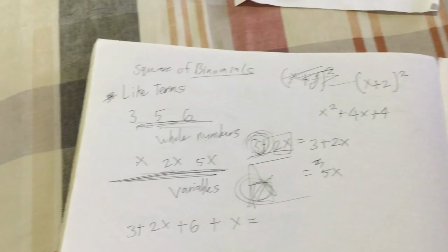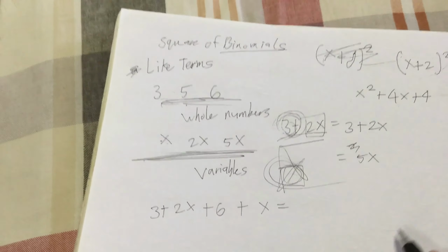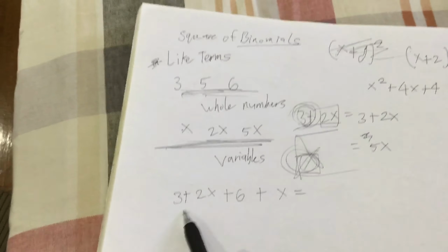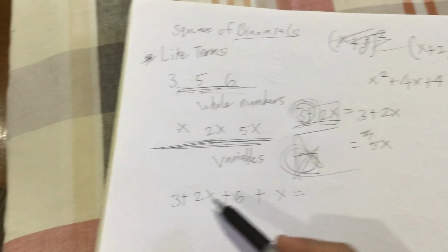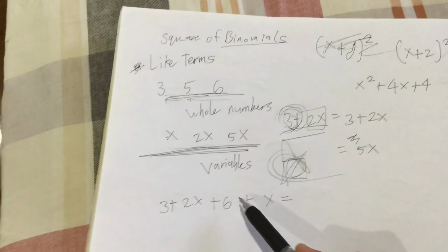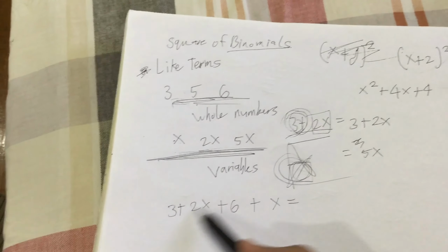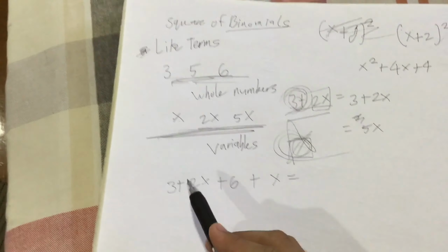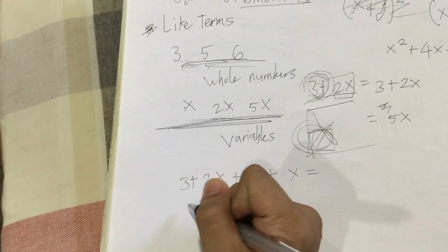When someone tells you to find the like terms, basically you have to find the stuff here that are similar to each other. For example, 3 and 6. These two are whole numbers, okay? So it's like a step-by-step process. First, you find the like terms. Let's find the whole numbers first. So 3 and 6. So write that down.